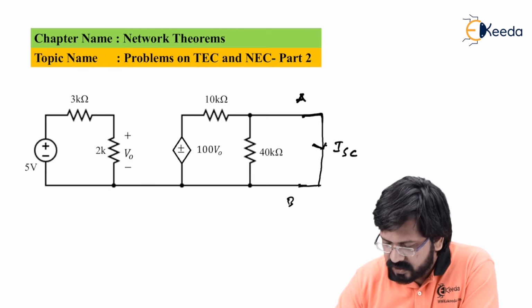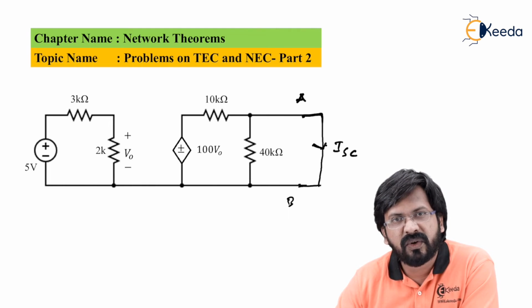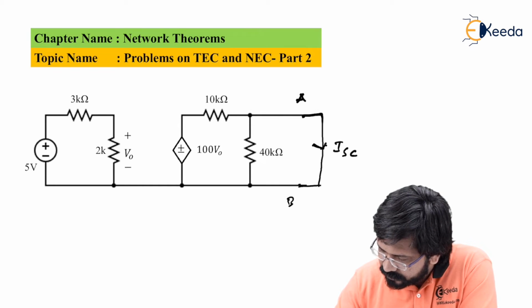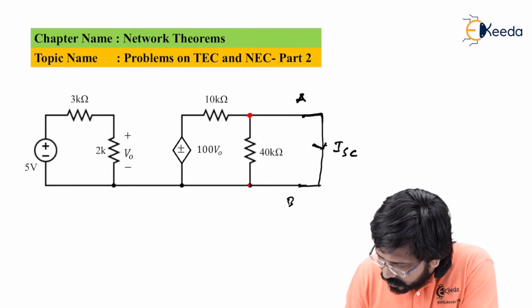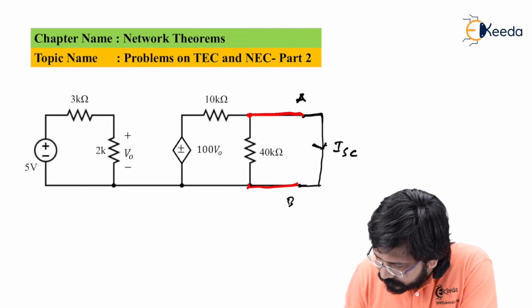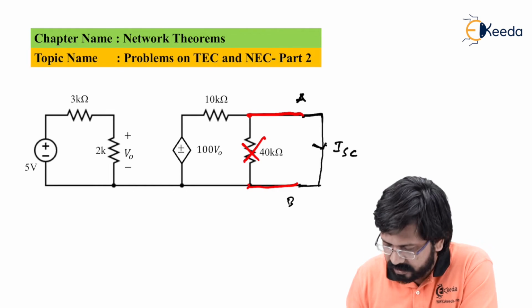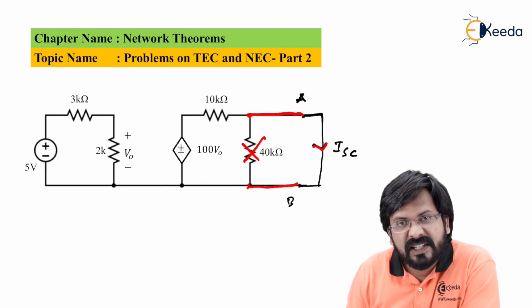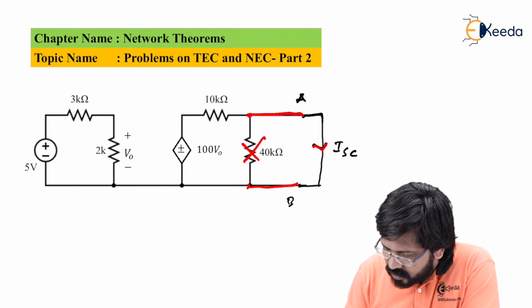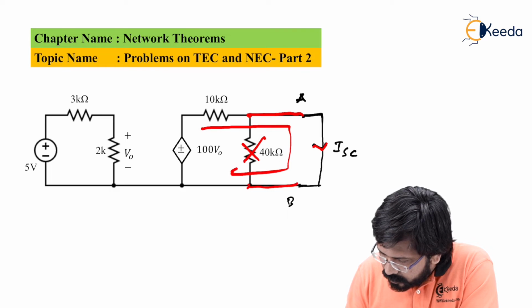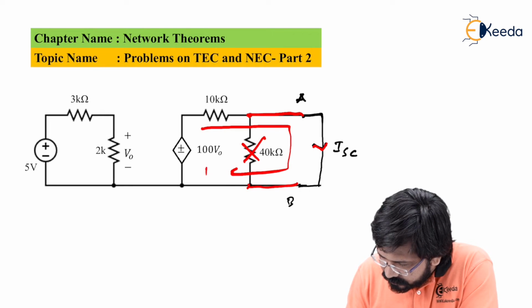We know that because of the short circuit, even the 40 kilo ohms resistor will be redundant. See, these 2 points are short circuited now, because of which this 40 kilo ohms will become redundant. We have to get ISC. As we can see, there is a loop formation now. This has become a loop current ISC.